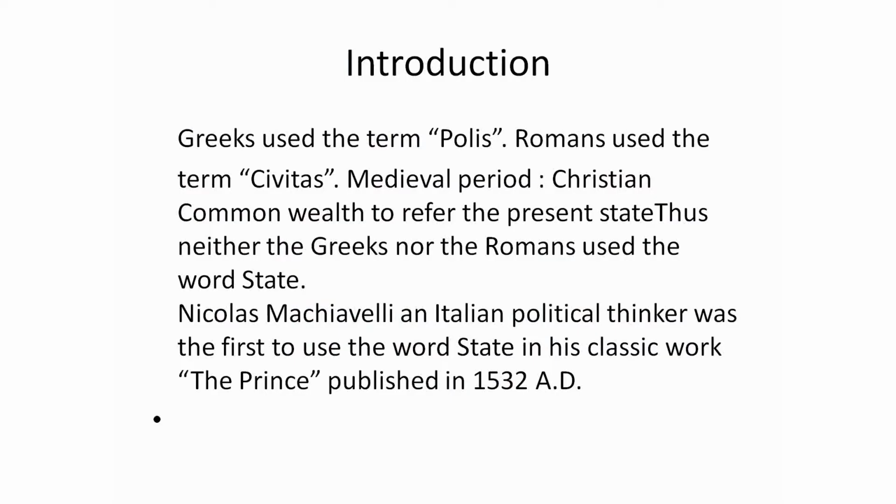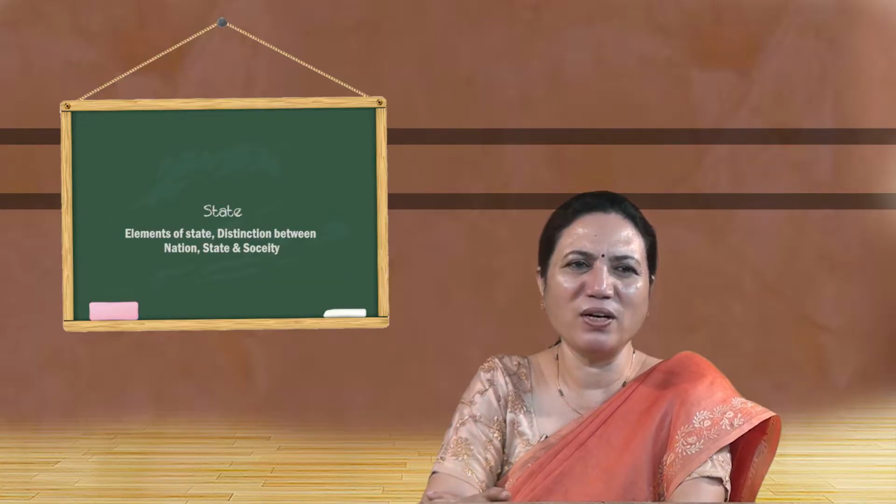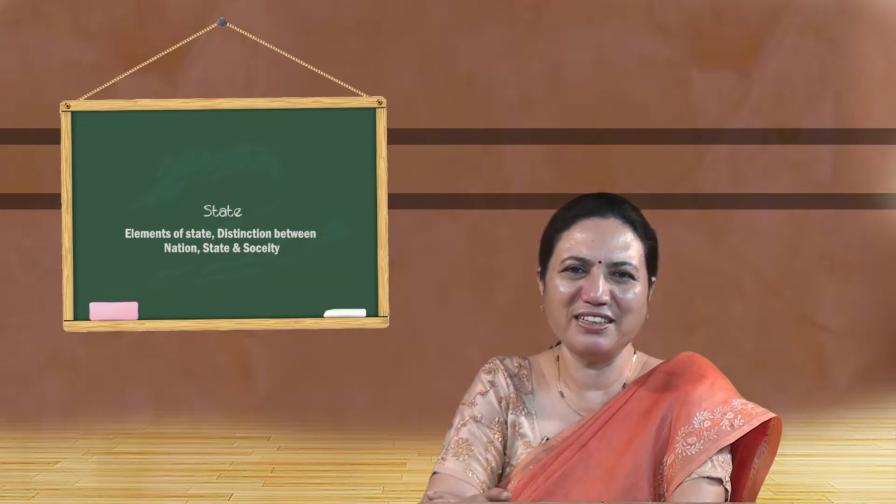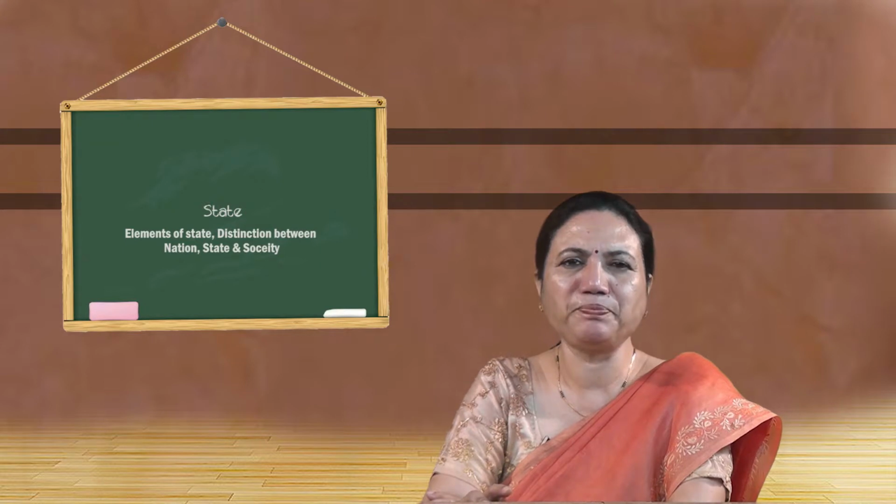Coming to the introduction of state, Greeks used the term polis and Romans used the term civitas. In the medieval period, Christians used the word commonwealth to refer to the present state. Thus, neither the Greeks nor the Romans used the word state. It was Nicholas Machiavelli, an Italian political thinker, who for the first time used the word state in his classic work The Prince, published in the year 1532 AD.